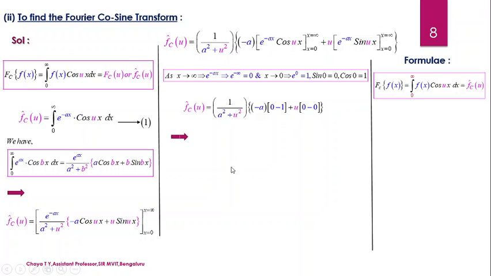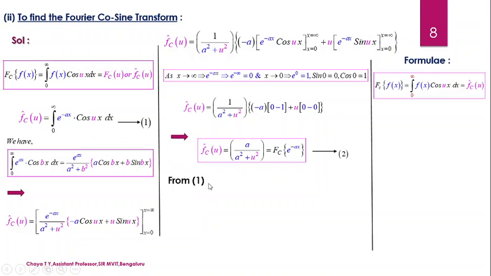So if I simplify and rewrite the expression, the Fourier cosine transformation of the function e^(−ax), denoted by Fc cap of u, is a divided by (a² + u²). Now this completes the first stage. Call the obtained expression as equation 2. Why? Because with the help of this expression, I have to find the Fourier cosine transformation of x times e^(−ax).